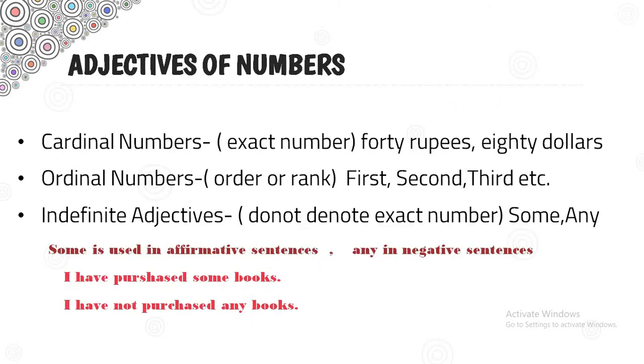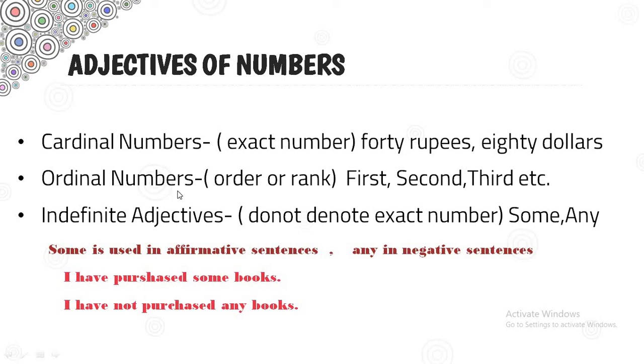Next is adjectives of numbers. Like if we say 40 rupees, $80, 60 students. So these are all cardinal numbers. What do we call it? Cardinal numbers. There are 60 students present in the class. So students will become your noun and 60 will be the adjective of number.